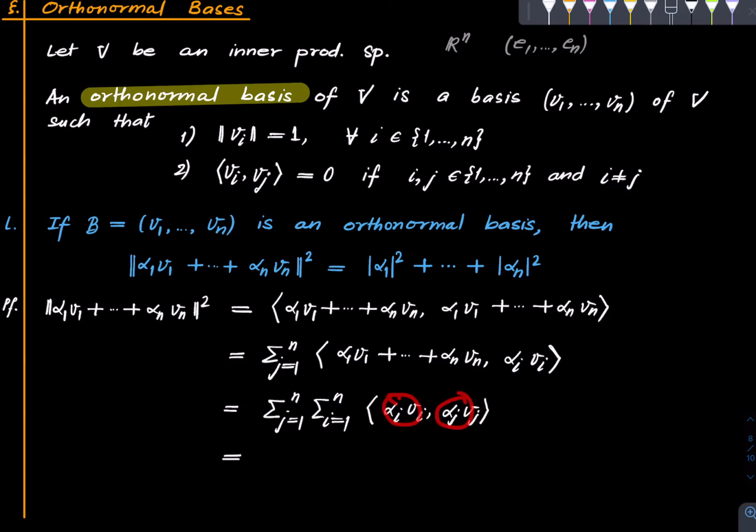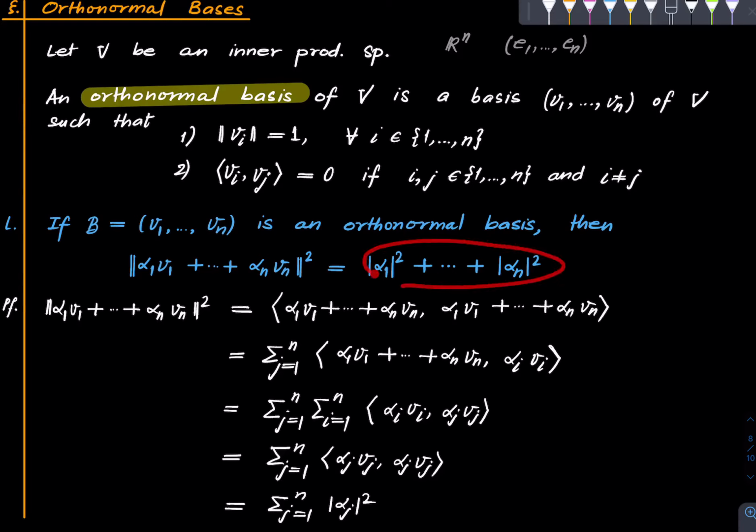And if you scale two orthogonal things, you again get two orthogonal things. So this summation is actually this summation, which if you just think about it is this, which is what we have on the right side. So it's very simple.